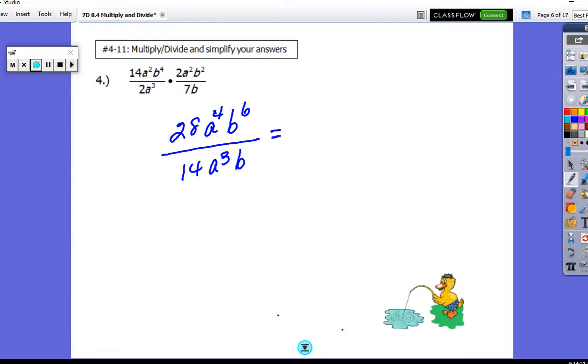All right, continuing to simplify. 14 goes into 28 twice. I can subtract my exponents. So a to the fourth over a to the third gives me an a up top. Here again, this is b to the first. I'm going to end up with b to the fifth up top.